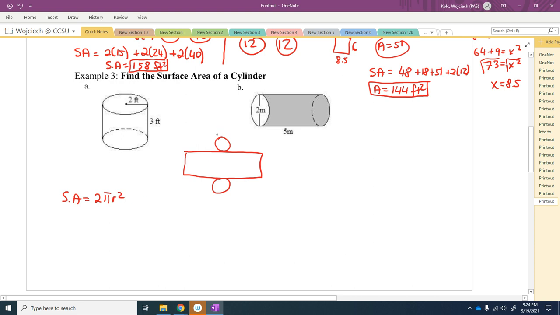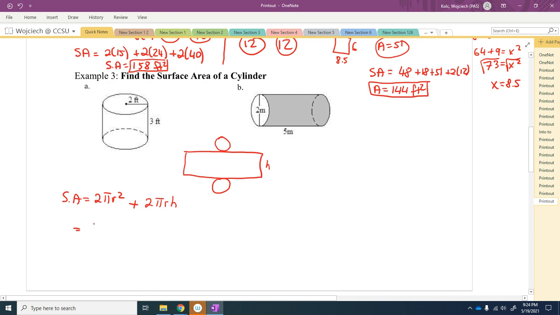Why is it 2 pi r squared? Because each circle is pi r squared. Area of a circle is pi r squared. Plus the area of the rectangle, which is the circumference of the circle, times the height. Okay, so the circumference of the circle is 2 pi r, and then times h, because the height of the rectangle is h. So this is our formula for surface area of a cylinder.